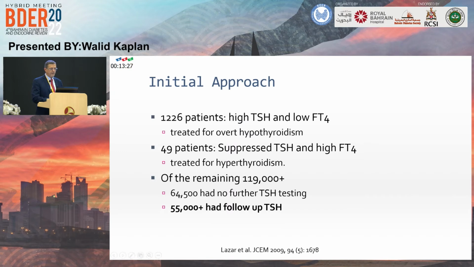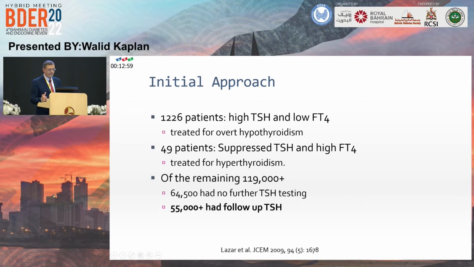Out of the 1,226 patients with clear hypothyroidism, they were treated. I think this is a no-brainer decision. Similarly, 49 patients with hyperthyroidism were treated as well. This leaves us with almost 119,000 patients who did not fit into those, and those who had slightly elevated TSH, normal free T4.